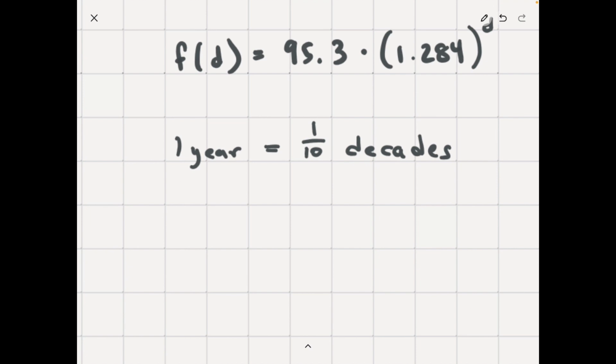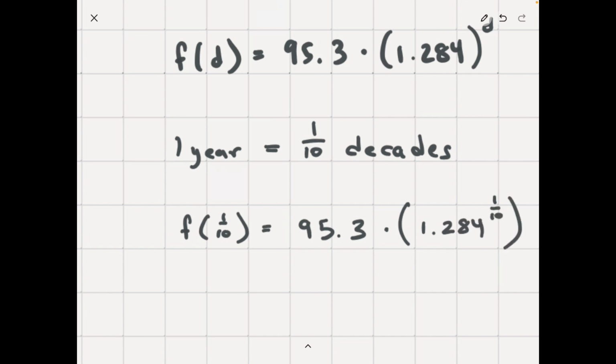So the way that we can find this is we can think about what would we be multiplying by in order to find 1 year. So this is what we would get if I did f of 1/10, right? This represents what is the population of Nigeria after 1 year. What we really have here is the starting population times something. And what are we multiplying by? We're multiplying by 1.284 raised to the 1/10 power.